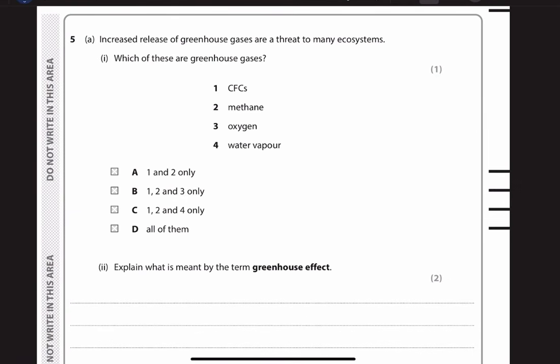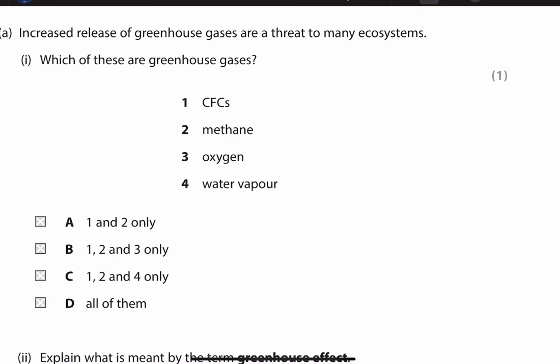Increased release of greenhouse gases are a threat to many ecosystems. Which of these are greenhouse gases? Okay, we should know that CFCs, chlorofluorocarbons, are greenhouse gases. There used to be a big problem with ACs and refrigerators with CFCs, but they're not that much of a problem anymore. The world kind of came together, and we made it much less of a problem to the atmosphere. A major problem nowadays is methane, because of the amount of cattle rearing and everything. So that's a problem. Oxygen is not really a problem, and water vapor is a greenhouse gas.